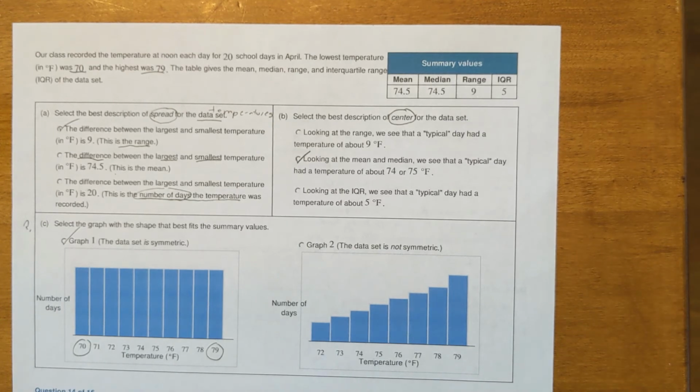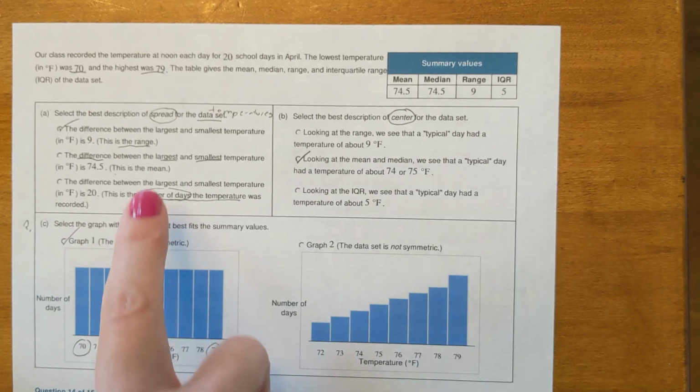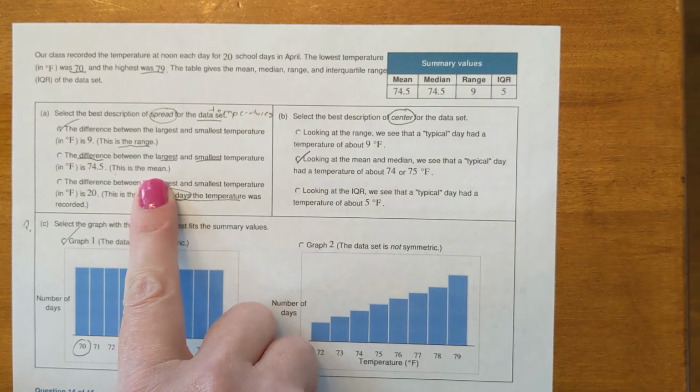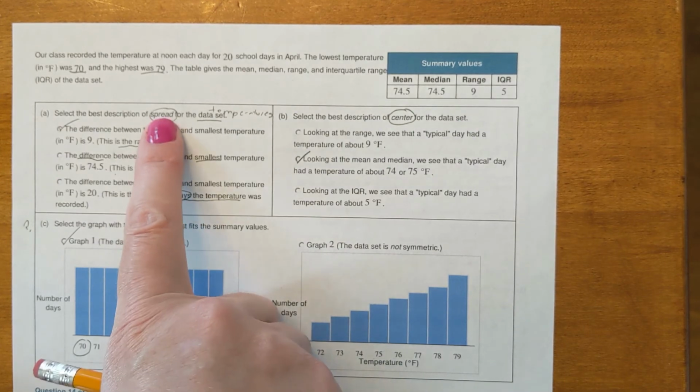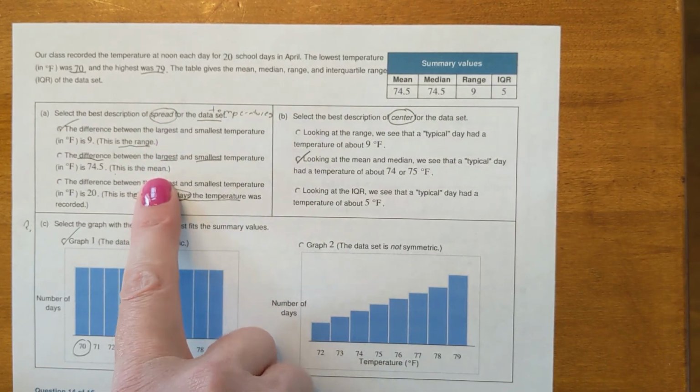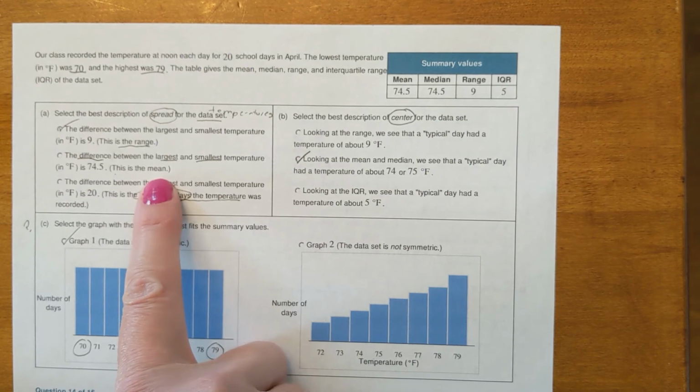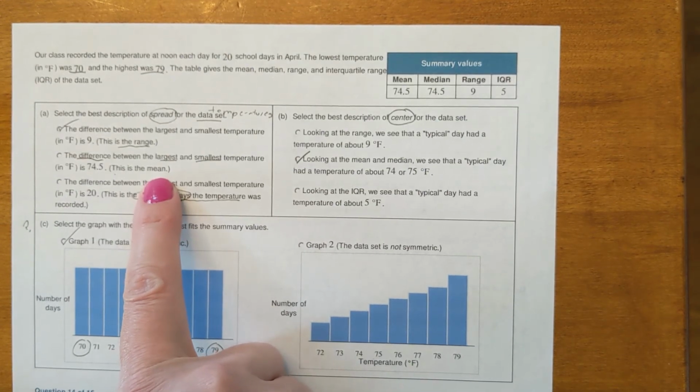So spread is how far apart the numbers are. So that immediately tosses out mean. So that's why it's not this one. They didn't ask about the mean. They asked about the spread. The spread is how far apart the numbers are. That's not the mean. The mean is the measure of central tendency, where the center of the numbers are. So it's not that one.